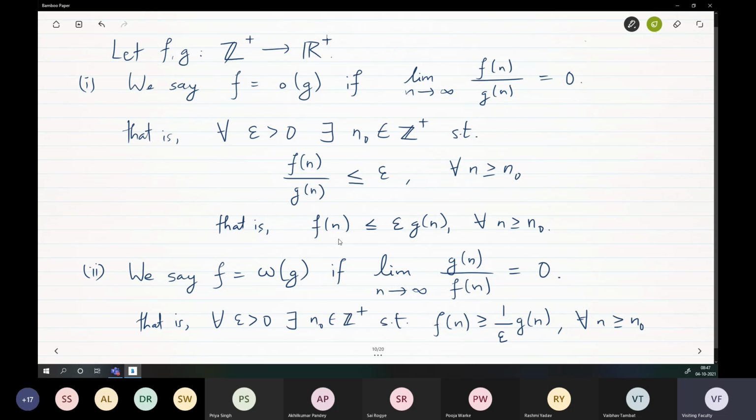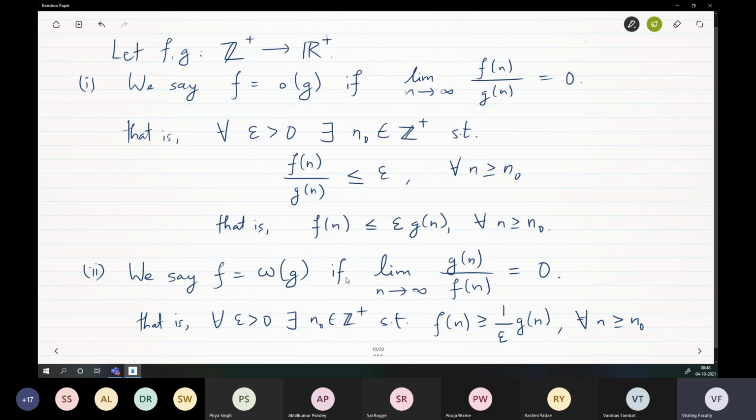And this is a stronger condition because epsilon is any epsilon greater than 0. Epsilon can be as small as possible. Whereas in big O, we had a constant c. It need not be small. It's just some constant. Here you can take any small epsilon and still this should be true for all n greater than or equal to some n naught.